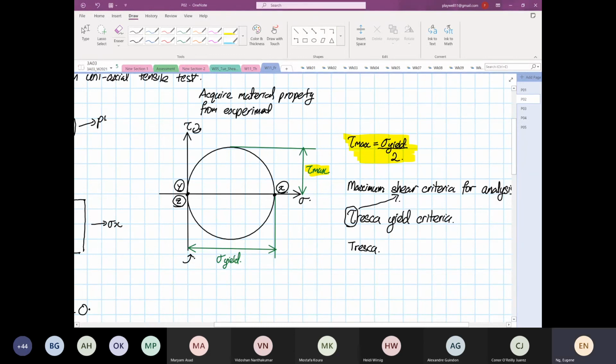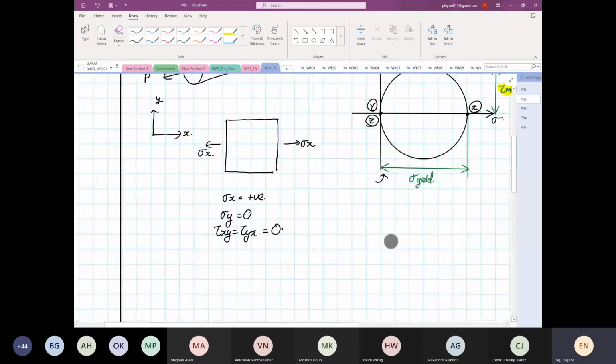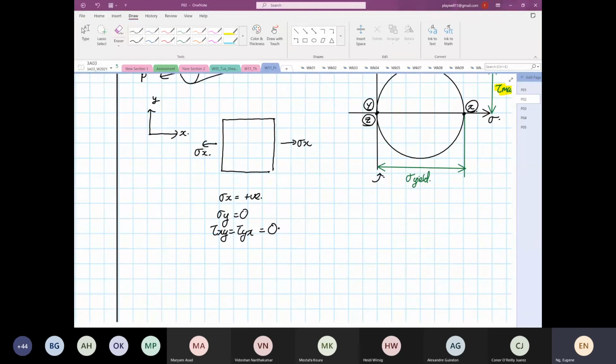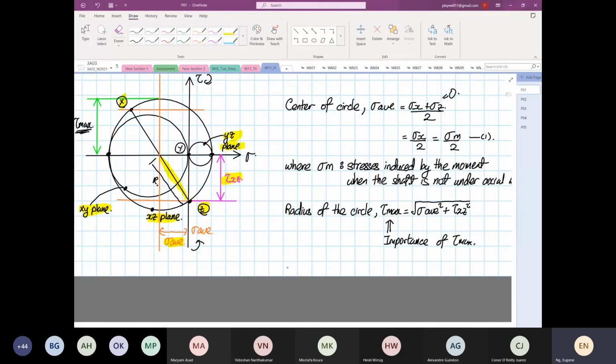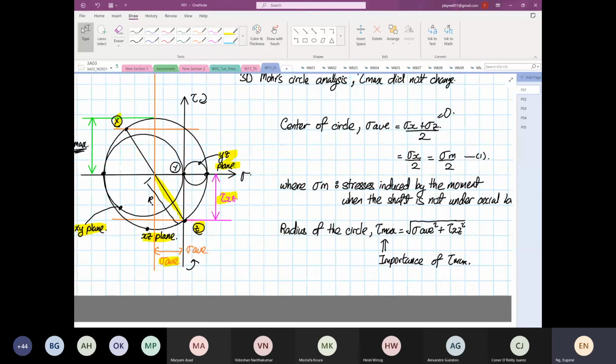Right? Because the shearing stress is going to be what? It's going to be half of the yield. So therefore, where am I going with this? Some of you are like, okay, Eugene, where are we going with this? Okay. So remember, I wrote down here the importance of tau max. That's where we're going to design. We're going to design based on shear.